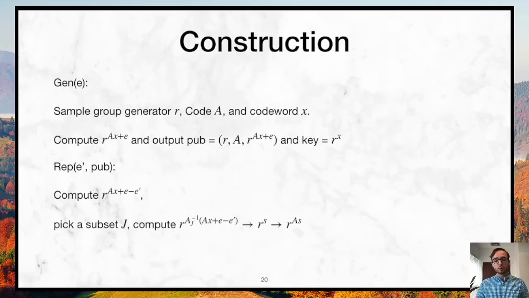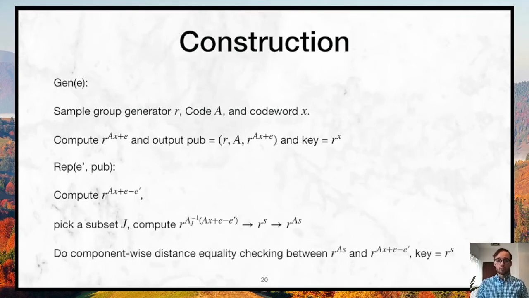Then what we do is we pick a subset, J, and compute the inverse of our generating matrix over that subset. And I'll go into some more details in just a little bit. But this gives us a value R to the S, and we compute R to the A times S. And we do distance equality checking between R to the AS and R to the AX plus E minus E prime. If there's significant agreement between these two values, we then output the key as R to the S, but once again, only the hardcore components.